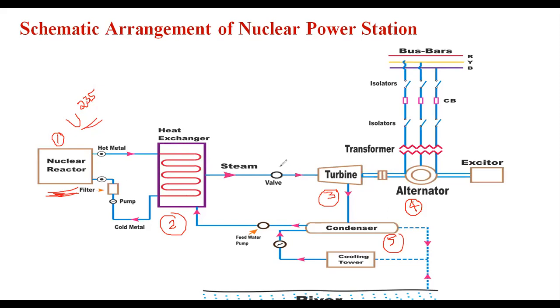Now, in the heat exchanger, the steam is raised with high pressure and temperature. That steam drives the steam turbine. The steam turbine converts steam energy, or heat energy, into mechanical energy. Further, this mechanical energy is converted into electrical energy with the help of the alternator.